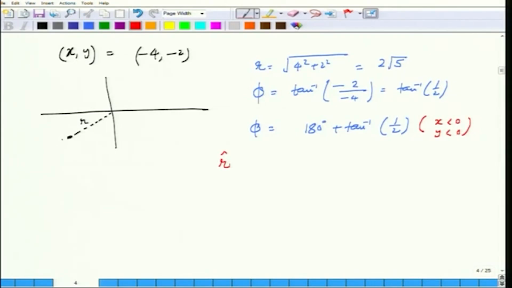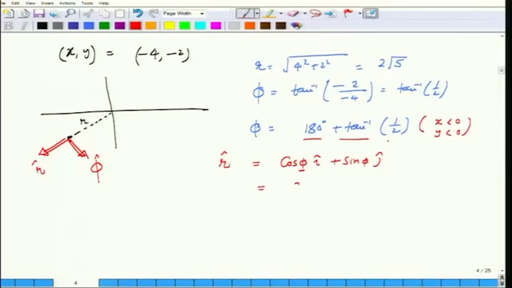The r unit vector now is going to be in this direction, and the phi unit vector in this direction. This is the phi unit vector and the r unit vector. This is where it becomes important that we realize that phi is 180 plus tan inverse 1 over 2. If I were to write this as cosine of phi i plus sine of phi j, then this phi being greater than 180 degrees will be important.